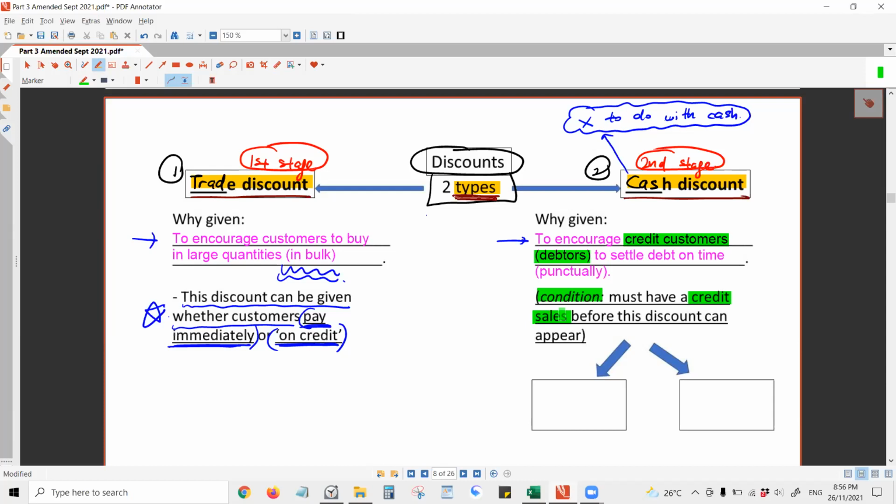Would you like them to pay you as early as possible? Of course, right? So to encourage customers who owe us money to settle on time, or quite punctually, you offer them cash discount. You tell those customers who owe you money that if you pay within maybe 20 days from now, then I give you a further discount. That's why I call it cash discount. It is the second stage of discount.